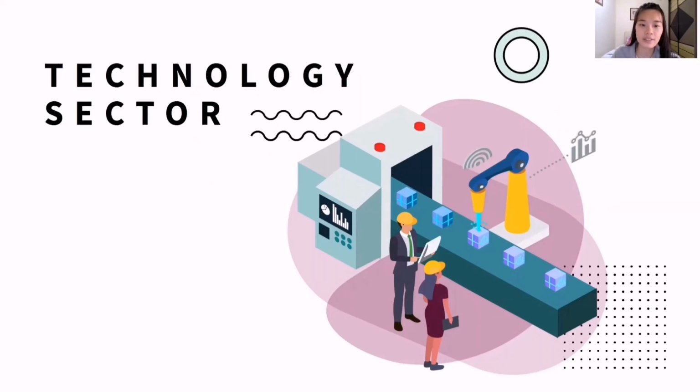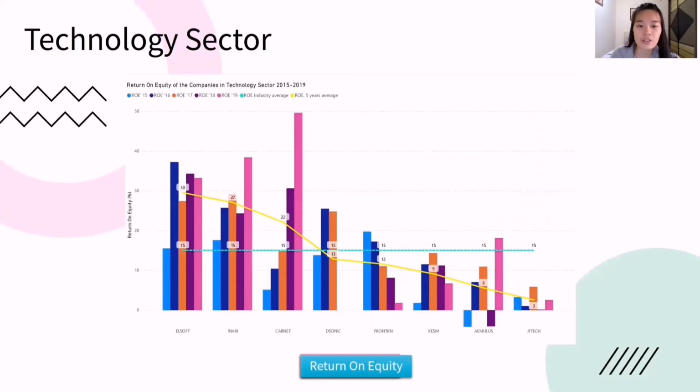In the technology sector, the industry average of return on equity is 15%, which is higher compared to other sectors. From the result displayed, one company also has the highest return on equity, which is 30% among these competitors, followed by Inari and Capnet, which shows that it's more successful in generating profit internally.